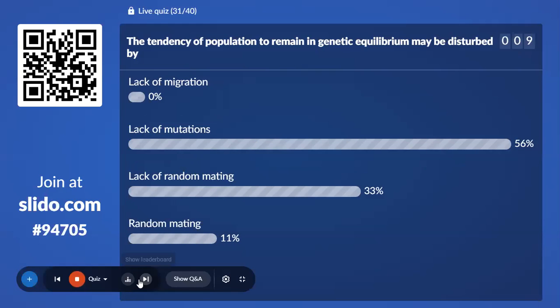56 students went with option B, and let's check the correct answer. 33% gave the correct answer. The tendency of the population to remain in genetic equilibrium is disturbed by the lack of random mating. 32nd question on the screen.